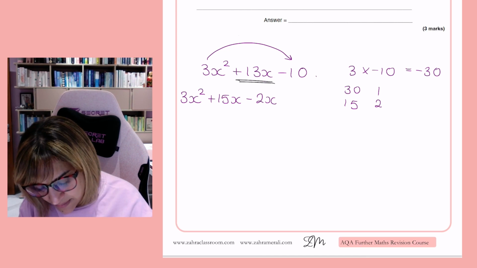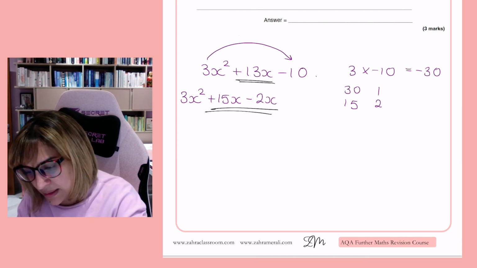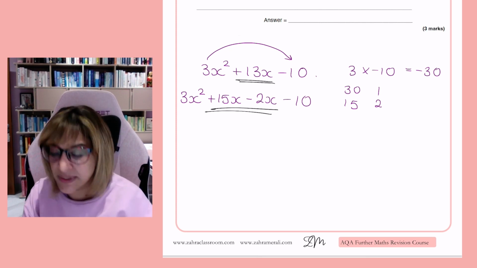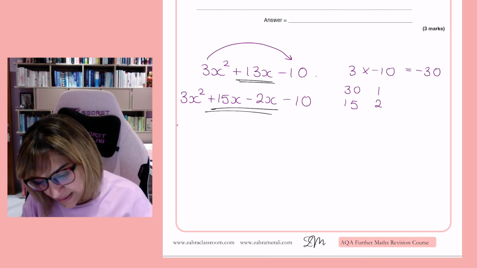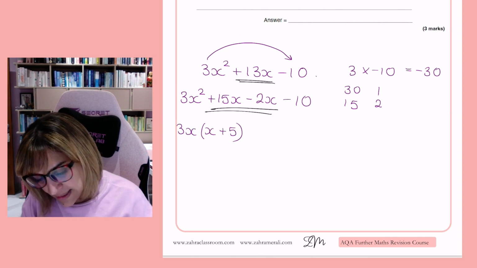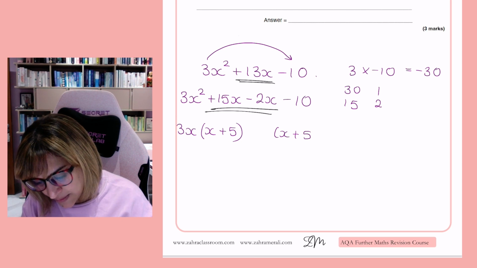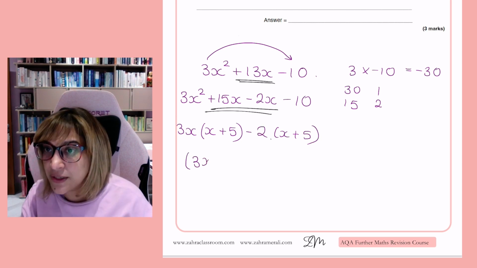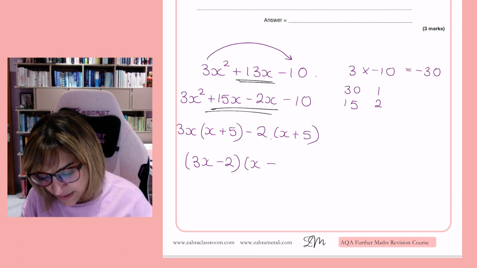So this is made up of these 2, minus 10. Then I take my first 2 terms and take a common factor. In this case, it's 3x, and I get x plus 5. And I can take x plus 5. I want x plus 5 here, so I get minus 2. So factorized, this gives me 3x minus 2, x plus 5.